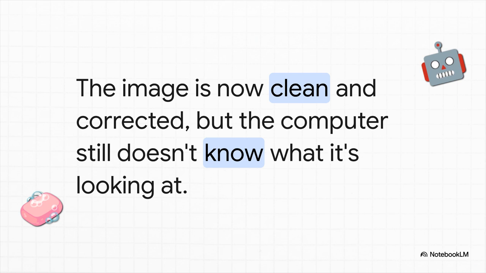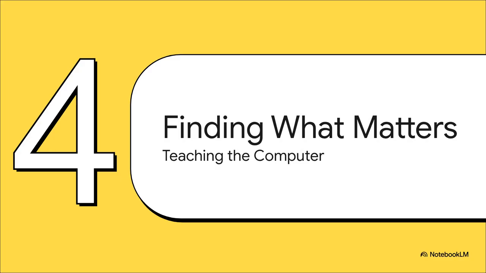Okay, so now our image is clean, it's corrected, it's enhanced, it's a beautiful, perfect grid of pixels. But here's the thing, the computer still has no clue what it's looking at. It sees a grid of numbers, nothing more. And that brings us to what is arguably the most important part of this whole journey, segmentation. This is where we stop just processing an image and start actually understanding it.